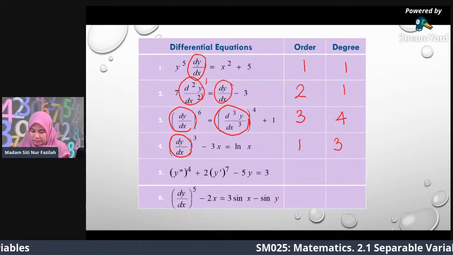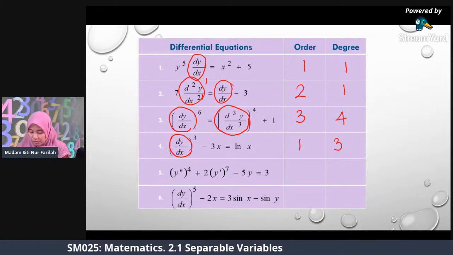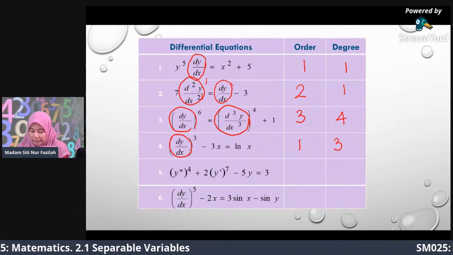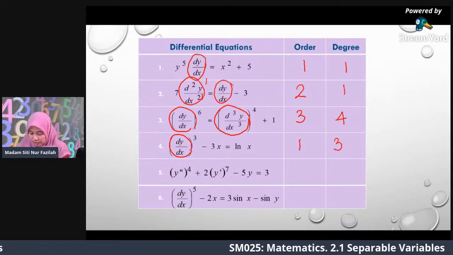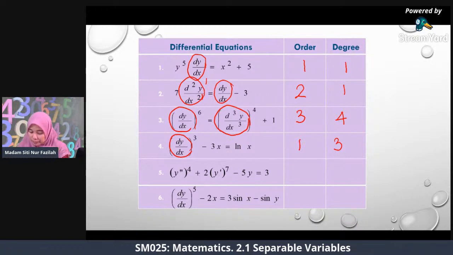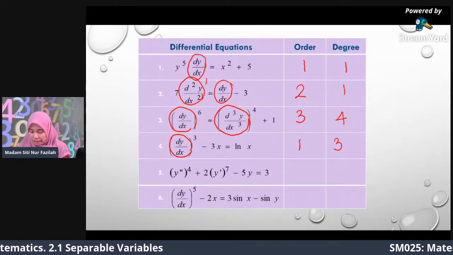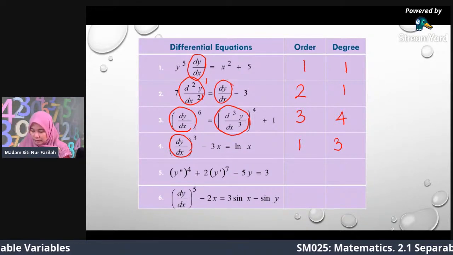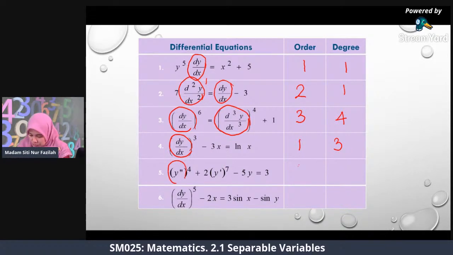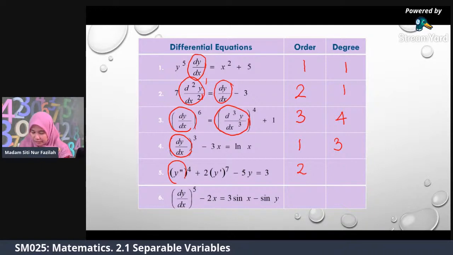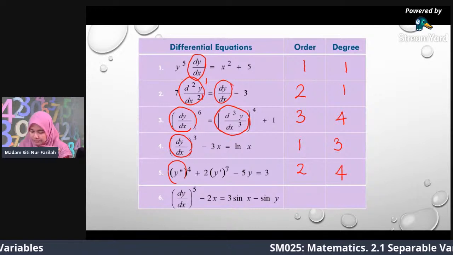For equation number 5, we have (y'')^4 + 2(y')^7 - 5y = 3. We have two derivatives. y'' means d²y/dx², y' is dy/dx. This means the order is 2 because of the second derivative, and then the degree is 4.